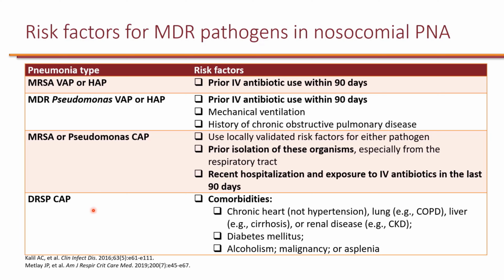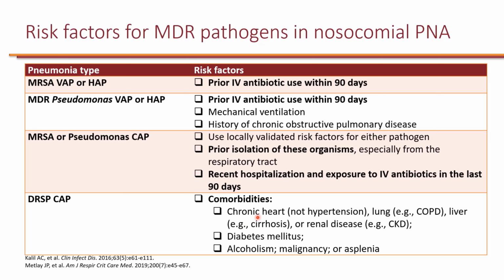And of course, because Streptococcus pneumoniae is the number one cause of community-acquired pneumonia, there are also risk factors for drug-resistant strep pneumo. So comorbidities, specifically chronic heart disease, such as heart failure, chronic lung disease like COPD, chronic liver disease like cirrhosis, and chronic renal disease like CKD, are likely to select for drug-resistant strep pneumo.